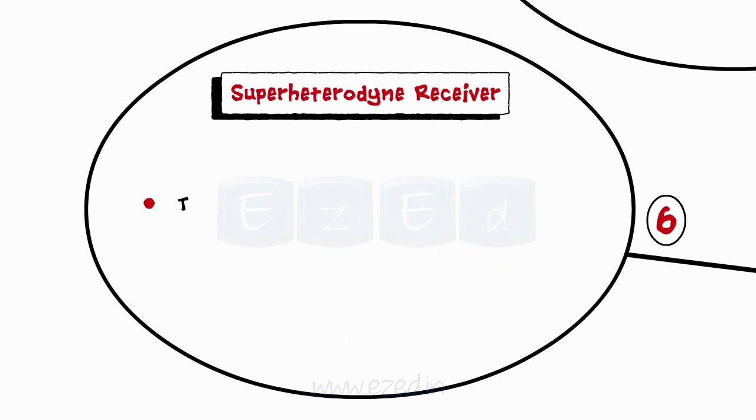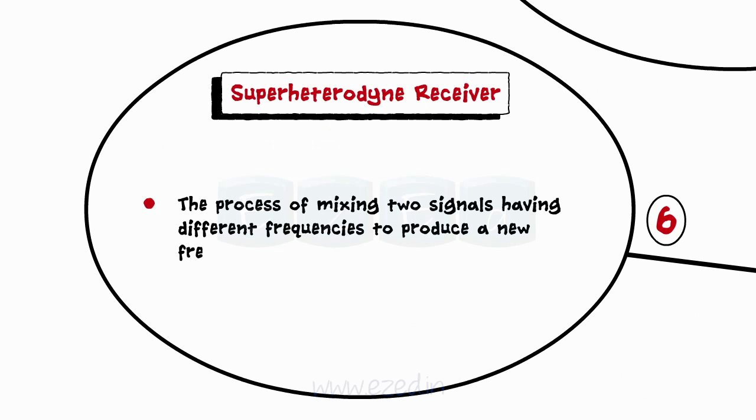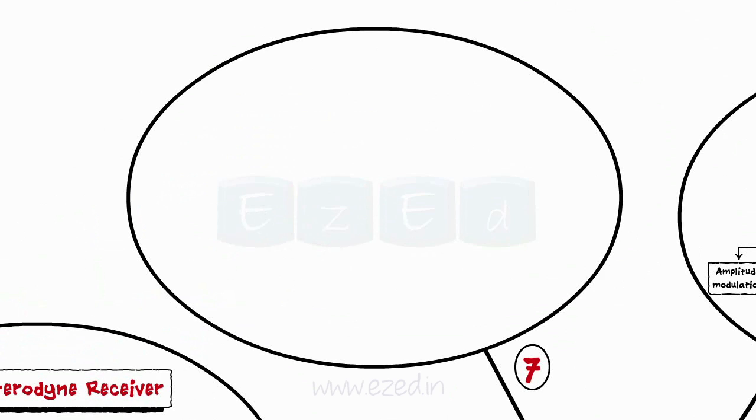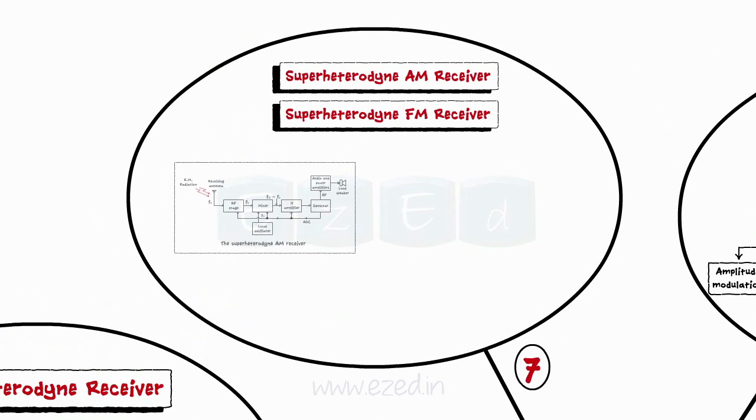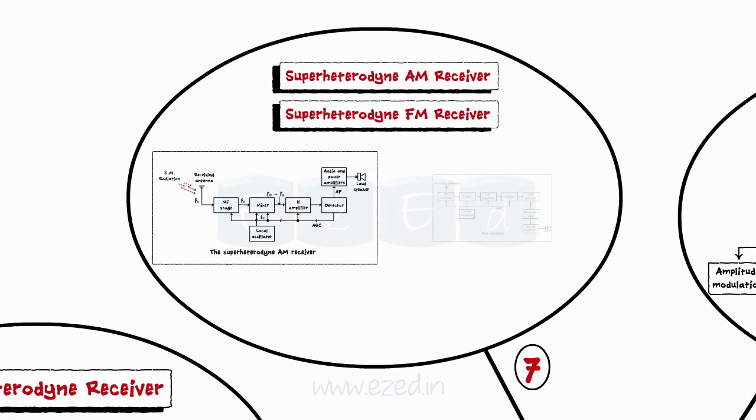Lastly, we studied the superheterodyne receiver. The process of mixing two signals having different frequencies to produce a new frequency is called heterodyning. We studied the superheterodyne AM receiver and the superheterodyne FM receiver.